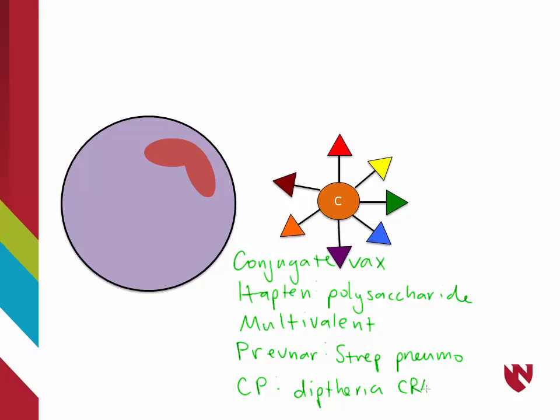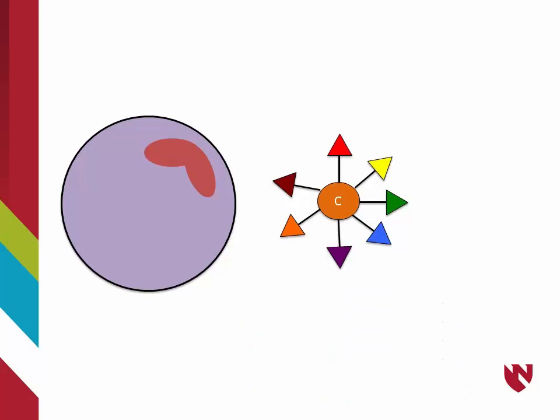The carrier protein to which it is attached is a non-toxic recombinant variant of the diphtheria toxin called CRM197. CRM stands for cross-reactive material. It is known to generate a very strong T helper response in vivo.